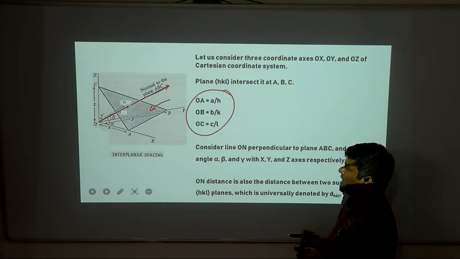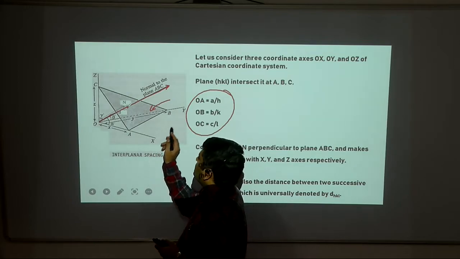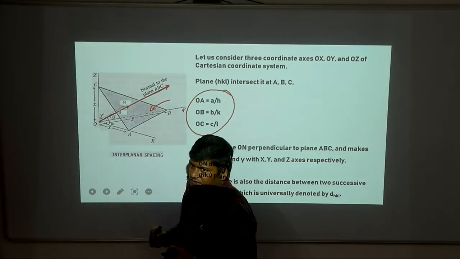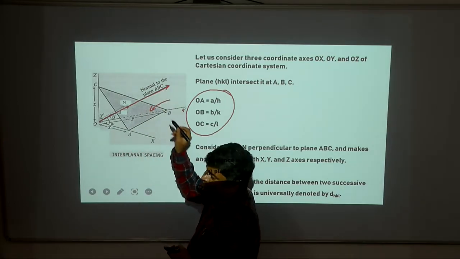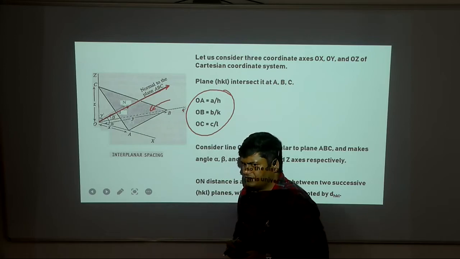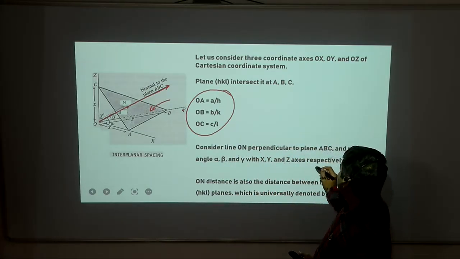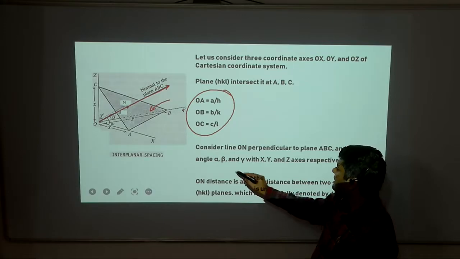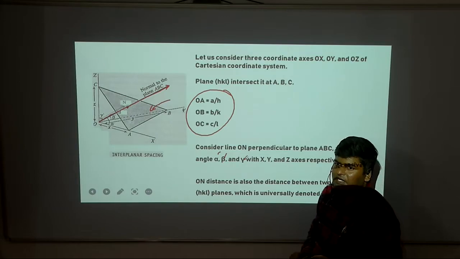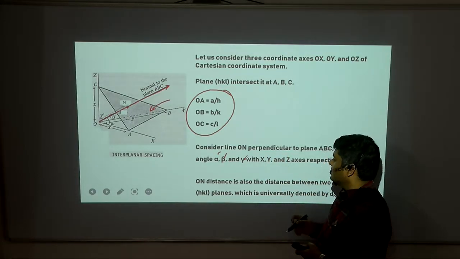And this line ON makes angles with the x-axis, y-axis and z-axis as alpha dash, beta dash and gamma dash. This means the ON line is going to make angles with the three crystallographic axes, which have been considered as alpha dash, beta dash and gamma dash. These are the angles made by the perpendicular line with the x-axis, y-axis and z-axis.